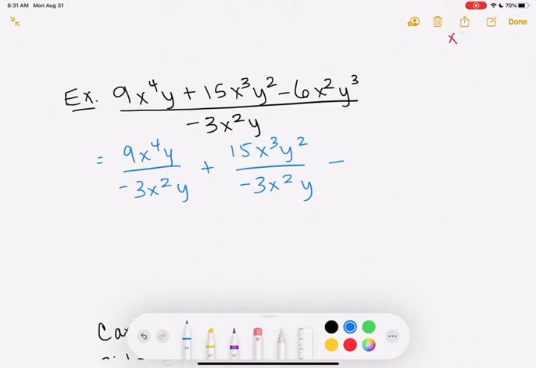So I'm just breaking it apart. I'm going to put a big minus here for this last one because of the negative 6x squared y cubed. If you want to put a plus and then bring your negative up top, that's totally fine. You'll get the same answer. Because in the end, it's going to be a negative, so it's going to end up being a plus at the end.